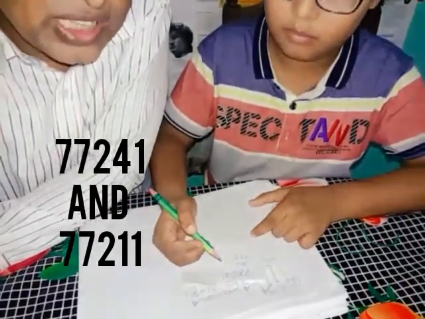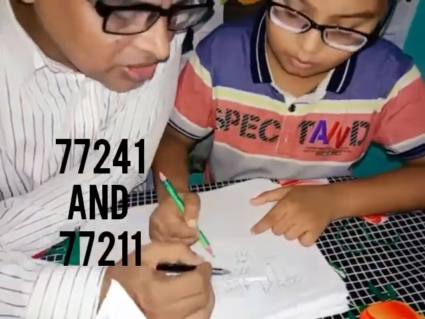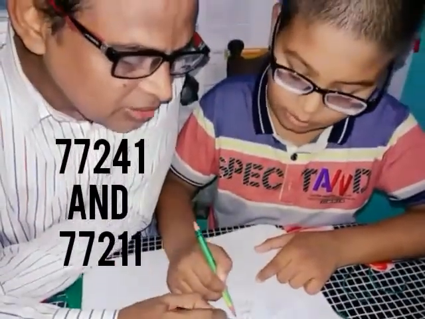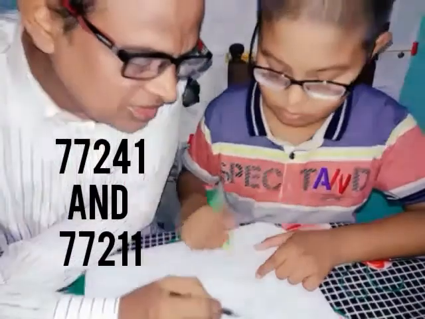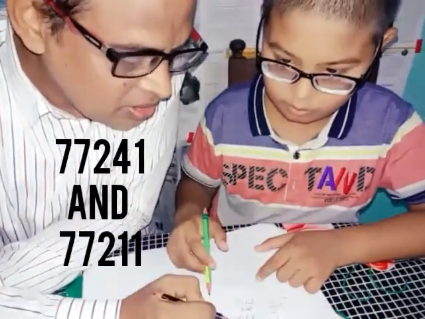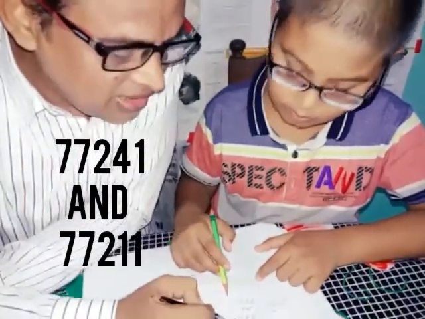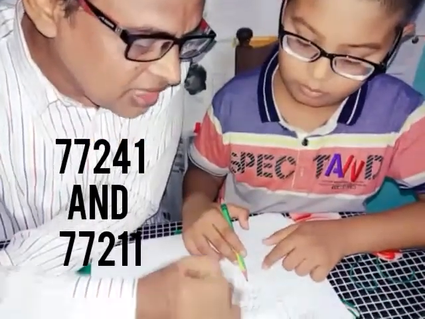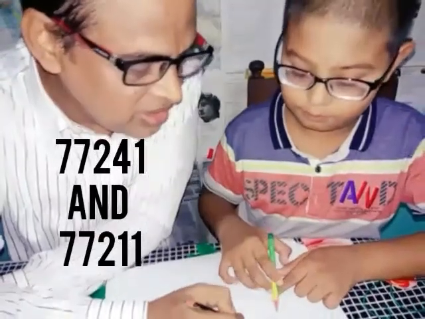Look, the digits at ten thousands, you see? The digits at ten thousands and the digits at thousands and the digits at hundreds. These three digits are the same, right? And that's why you are confused.